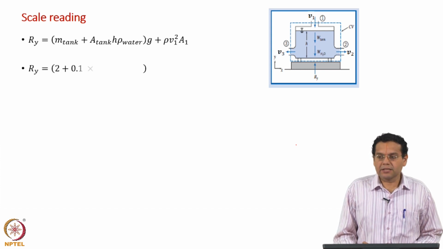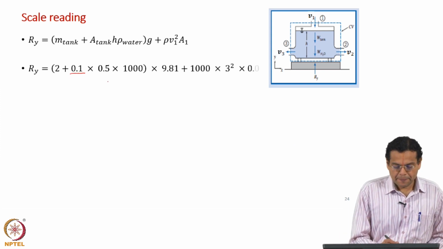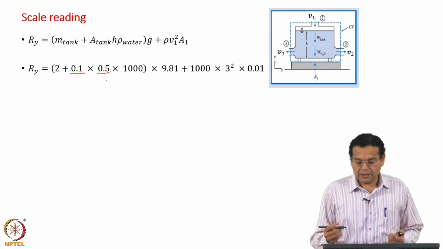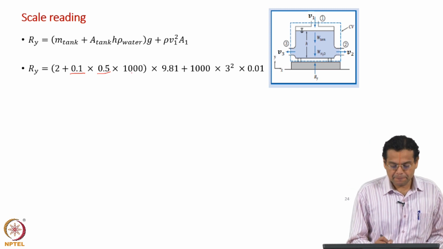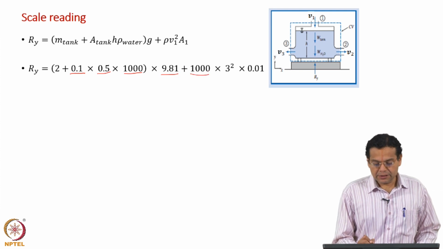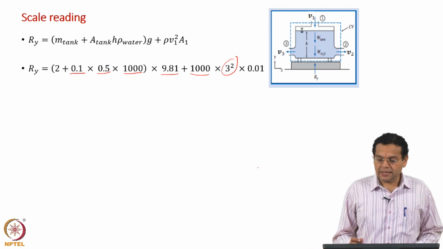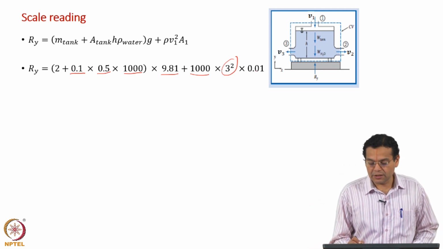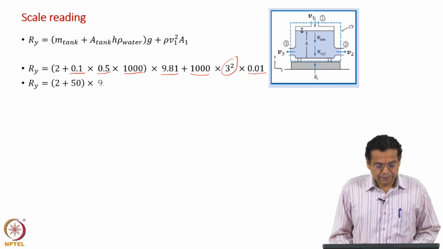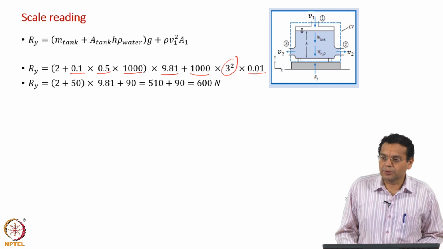So, the mass of the tank was given as 2 kgs, cross sectional area was given as 0.1, height was 0.5, total height was 0.6, height to which water is present under steady state condition is 0.5, density of water 1000, acceleration due to gravity 9.81, the inlet velocity was given as 3 meters per second, it's a very high velocity, especially for water, and then area was 0.01. Okay. So, if you substitute, you get a nice number of 600 Newton.